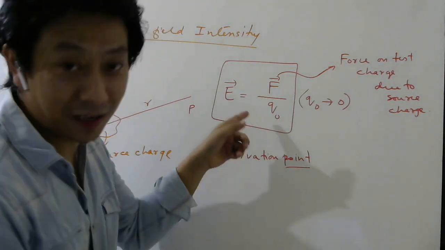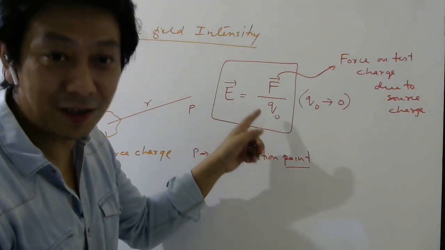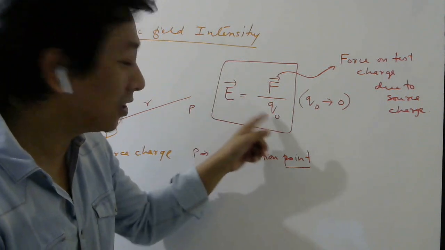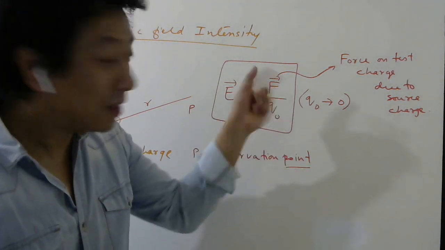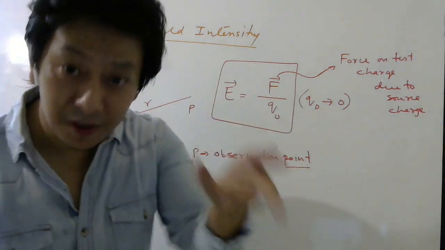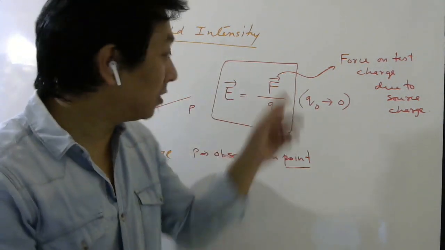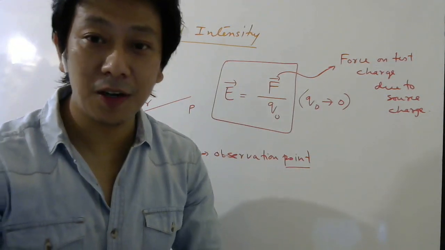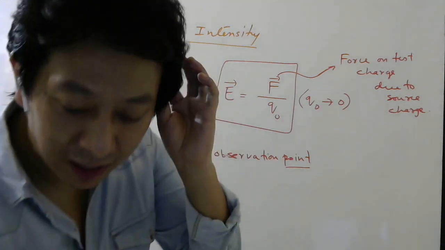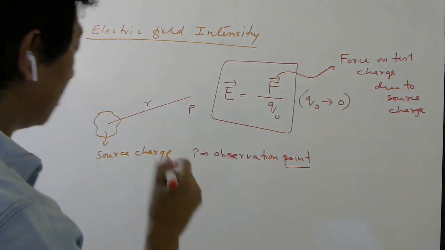Right now, I know it looks like it depends on Q naught. It looks like it is inversely proportional to Q naught. But understand the fact that in the formula of this force, there will be Q naught. So when you substitute that formula, Q naught will cancel. And that is exactly our next topic. But before that, let us talk about units.